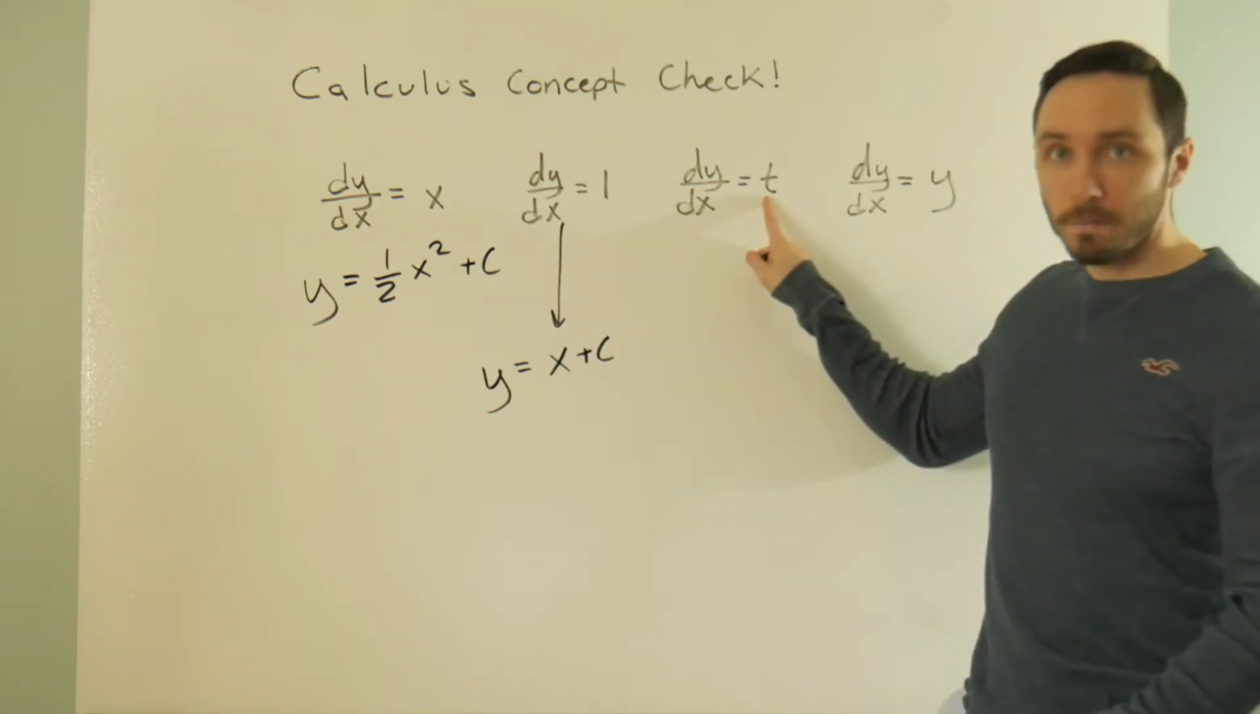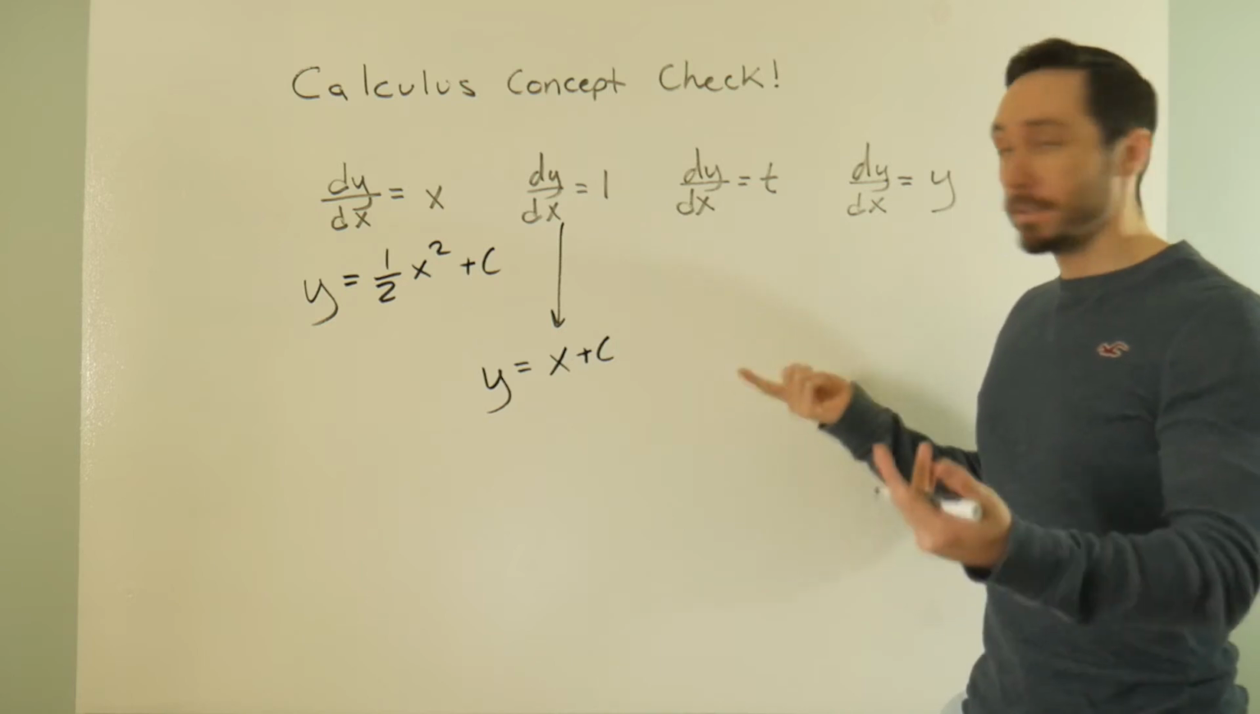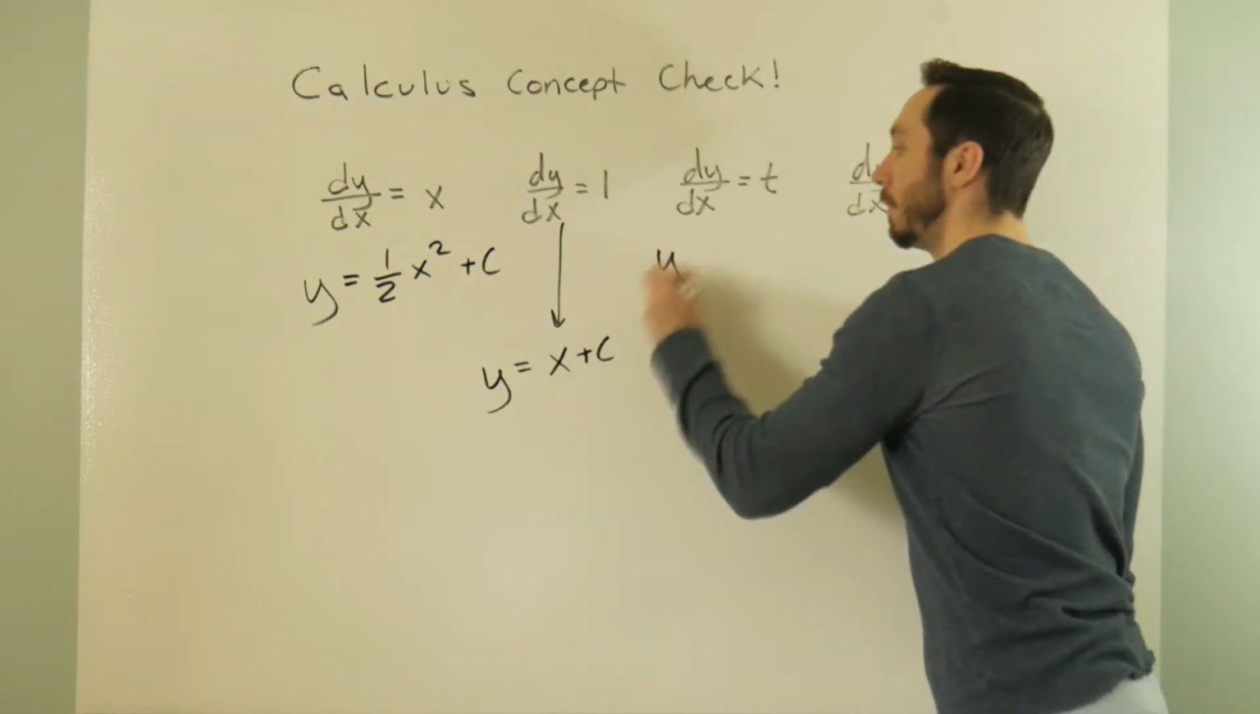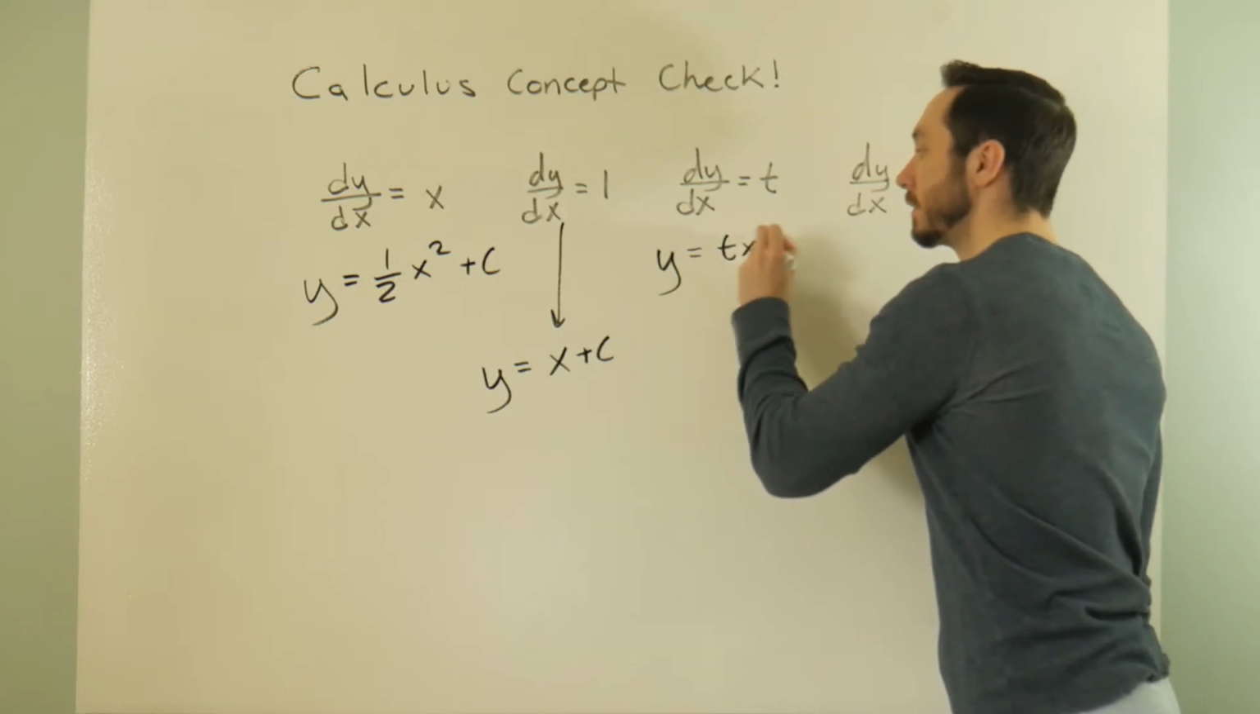If this was just a 3 here, the derivative is 3, then the antiderivative would be 3x. So it's kind of the same story here. This would be y equals tx plus c.